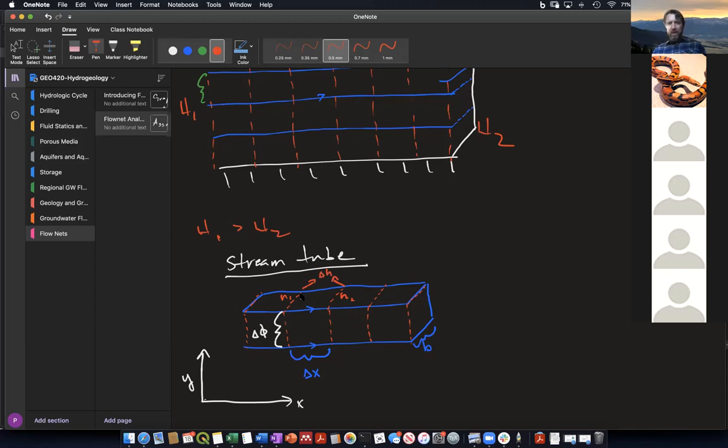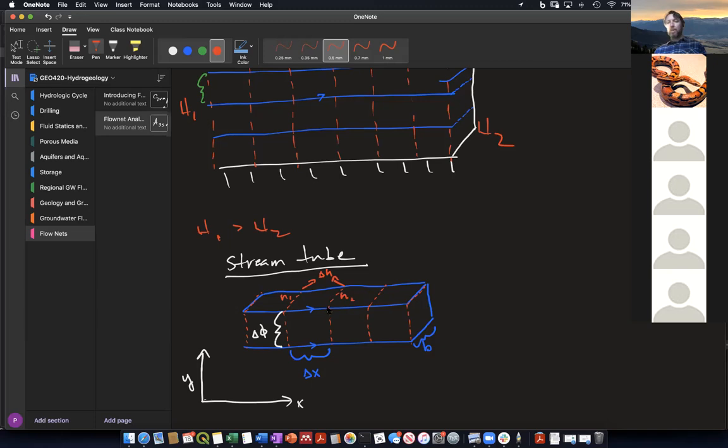So that is the head drop between this contour. Let's say this contour has, arbitrarily picking a number, a head equal to 10. This one has a head equal to 9. Then the delta H here would be equal to 1 meter, 10 minus 9. So are we clear? Does everybody understand? Delta X is the distance between the head contours, and delta H is the difference in the head between those two contours. Make sense?